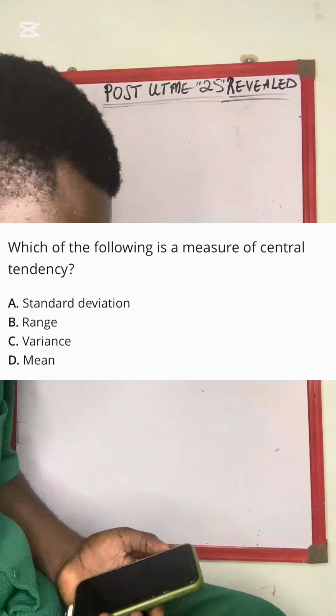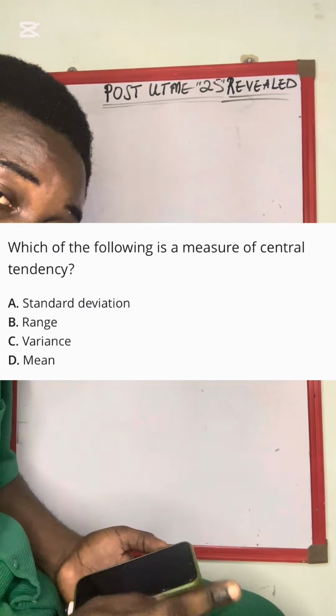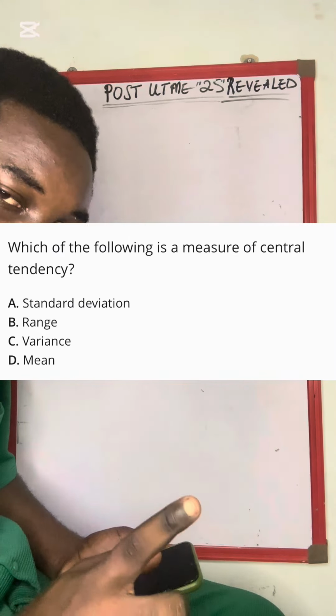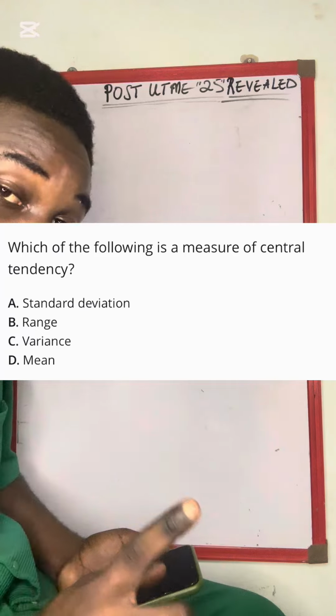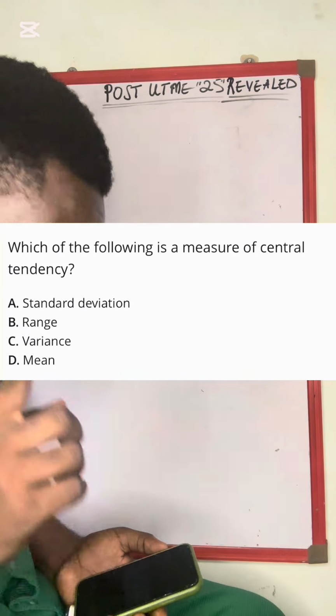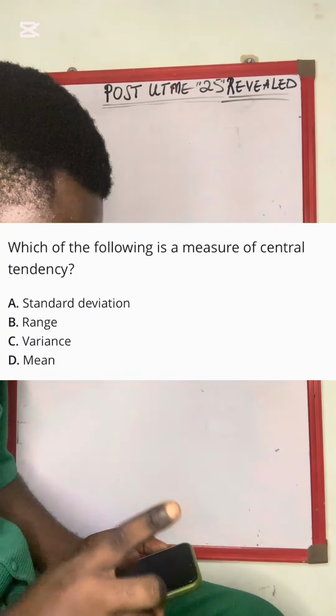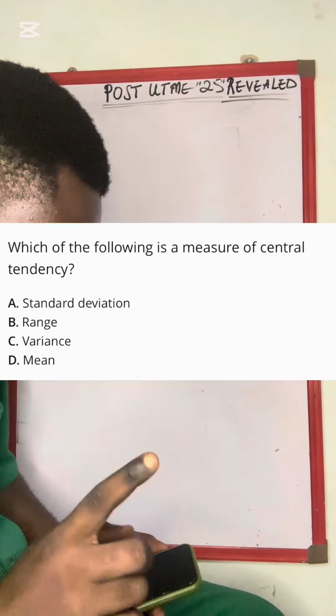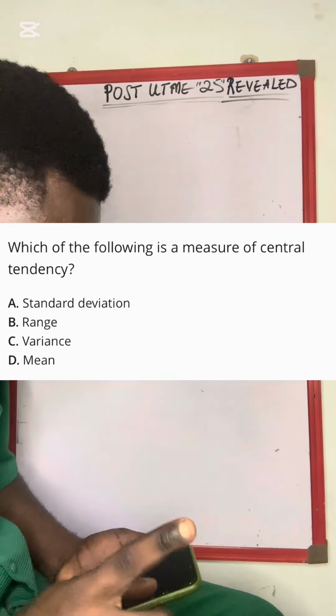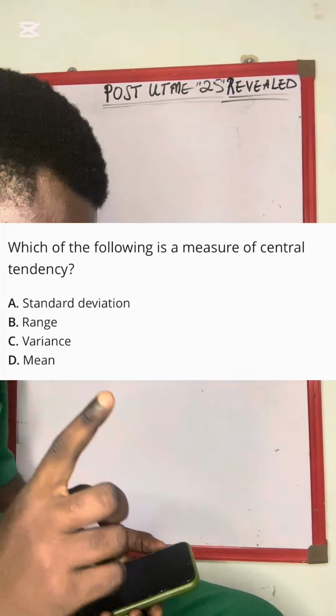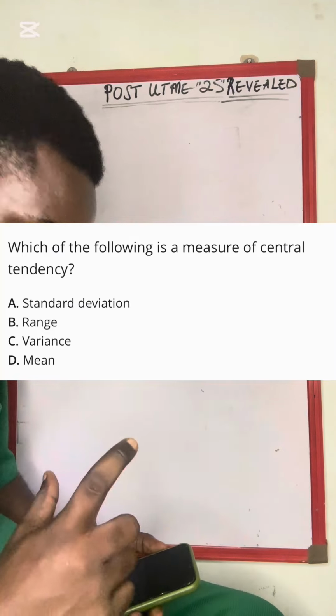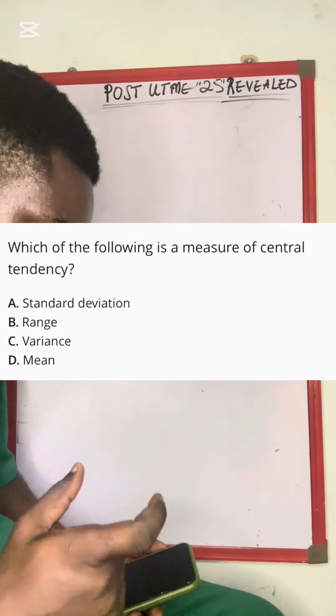Okay, number 7. Which of the following is a measure of central tendency? Now, this comes from statistics. Option A, standard deviation. Option B, range. Option C, variance. And option D, mean. Which of these is a measure of central tendency?